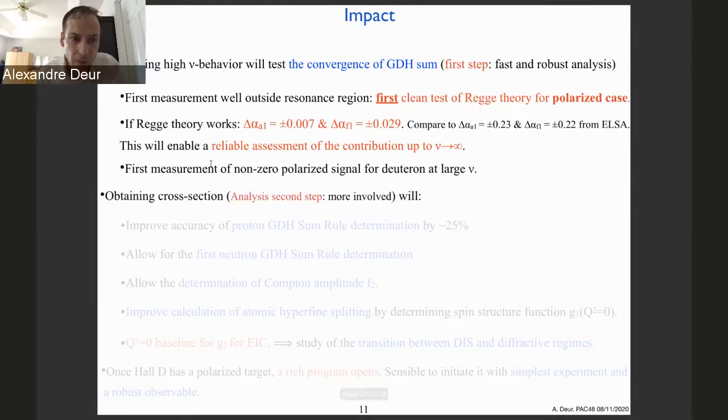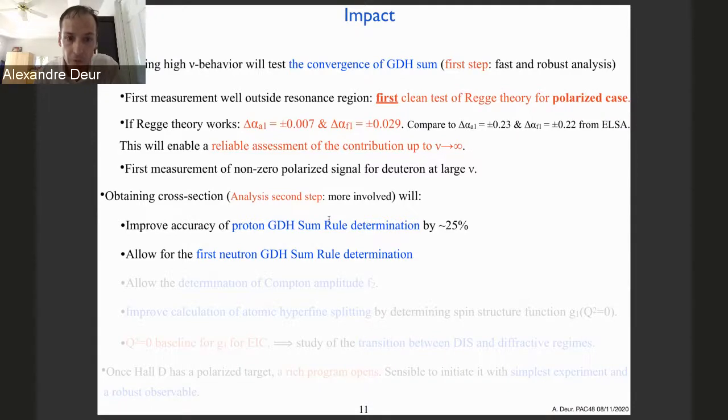The second part of the analysis would involve obtaining the absolute cross-section. And this will allow us to improve the accuracy on testing the GDH sum rule on the proton by 25%. We can make this improvement because the dominant systematic error on this test comes from the assessment of the high energy part of the GDH integral. It will also allow us to make a first test of the neutron GDH sum rule. It will also allow us to determine the Compton amplitude F2, and that will allow us to test chiral perturbation theory.